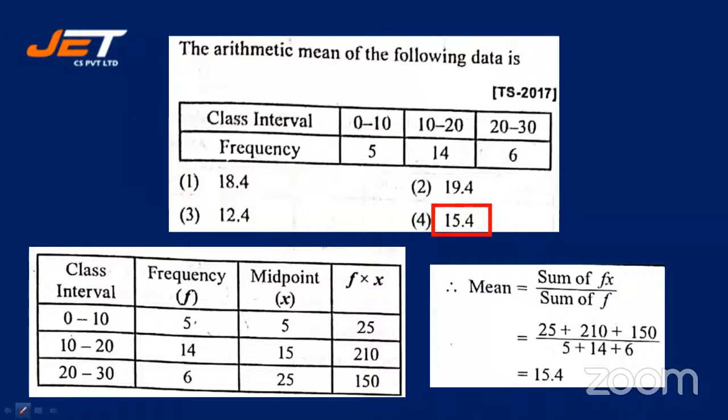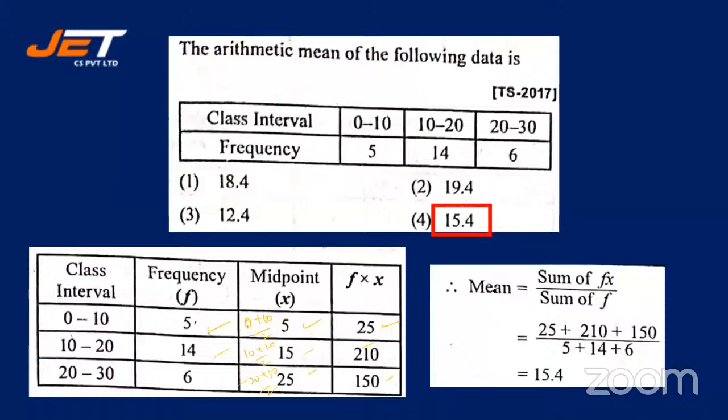All right. So what is upper limit? It is 0 plus 10 by 2, which is 5. Here 10 plus 20 by 2, which is 15. 20 plus 30 by 2, which is 25. So now you need to find out f into x. F into x is 5 into 5, that is how you got 25. Similarly, 15 into 14, 210. 25 into 6, you're getting 150.